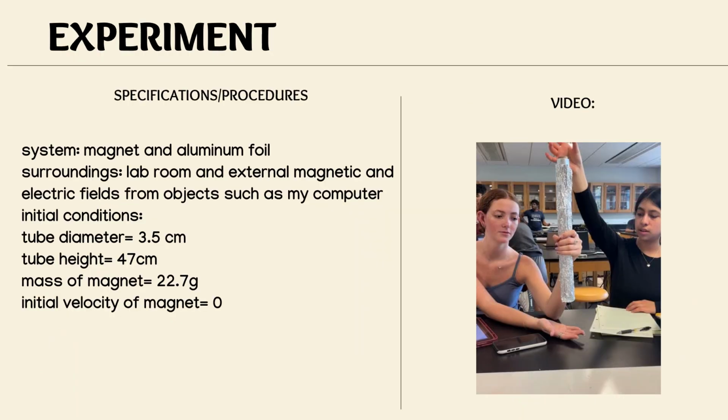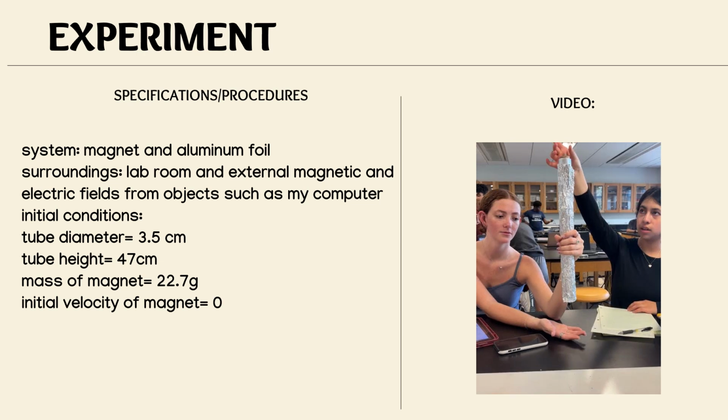Okay, so now we're getting into the experimental portion of the lab. First, I'm going to specify a few things. The system is the magnet and the aluminum foil. The surroundings is the lab room and any external magnetic or electric fields from objects like my computer. And then the initial conditions are the tube diameter is 3.5 centimeters, the tube height is 47 centimeters, the mass of the magnet is 22.7 grams, and the initial velocity of the magnet is 0.